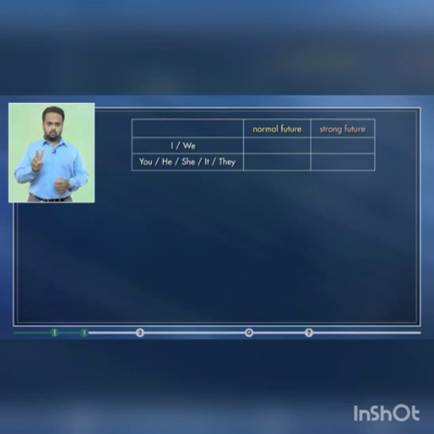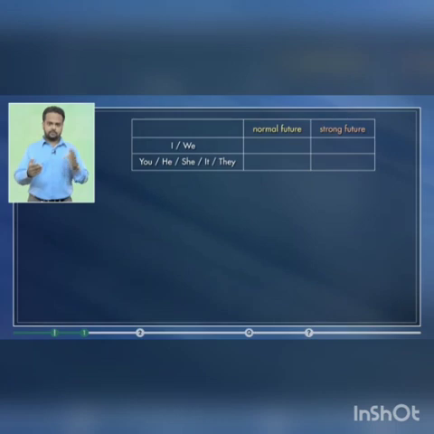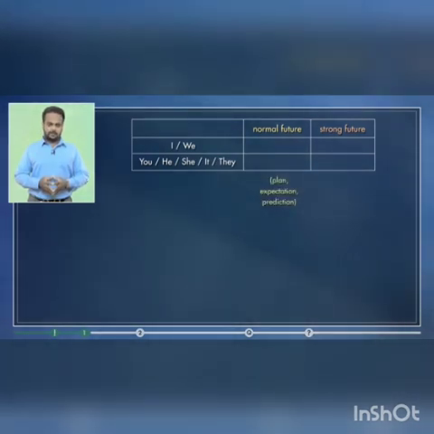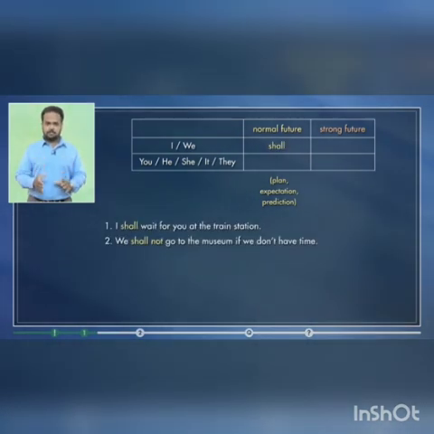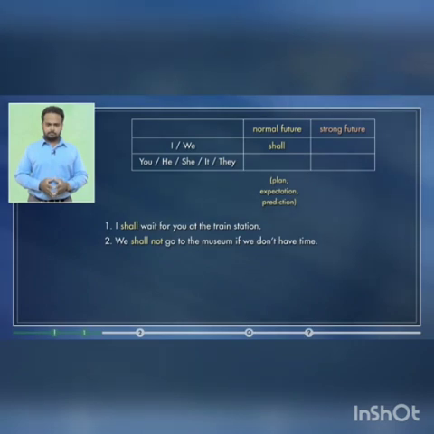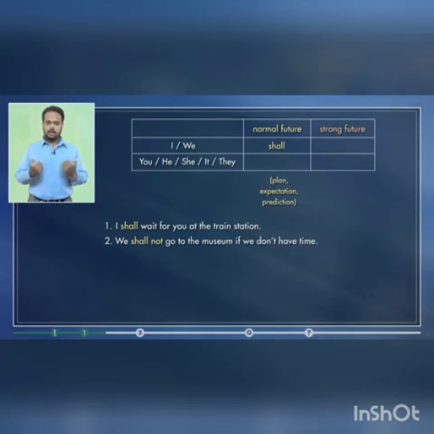There are two sets of rules for using will and shall. I call these the normal future and the strong future. Let's talk about the normal future first. This is when we express a plan, an expectation, or a prediction. The grammar rule says that if the subject of the sentence is I or we, then shall should be used. Here are some examples. I shall wait for you at the train station. And we shall not go to the museum if we don't have time. You see here that we're using shall because the subjects are I and we.